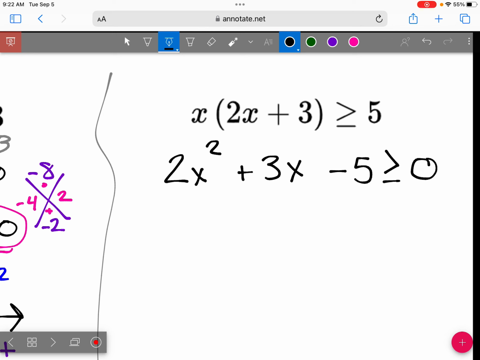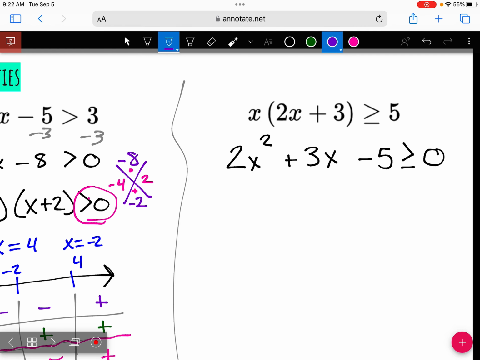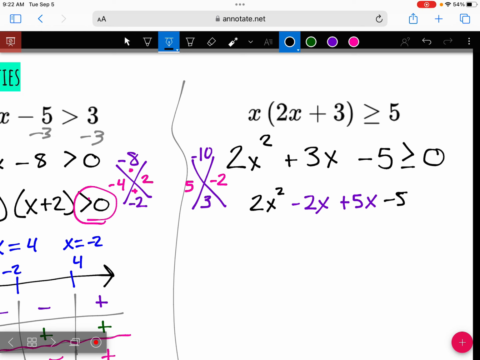Make it equal 0 first, then factor to see what we can do. Because I want to see a pair of numbers that multiplies to make -10 and adds to make 3. 5 and -2. I have an a value, so do not just put this straight into x plus 5 and x minus 2. So we're going to have 2x squared minus 2x plus 5x minus 5 greater than or equal to 0.